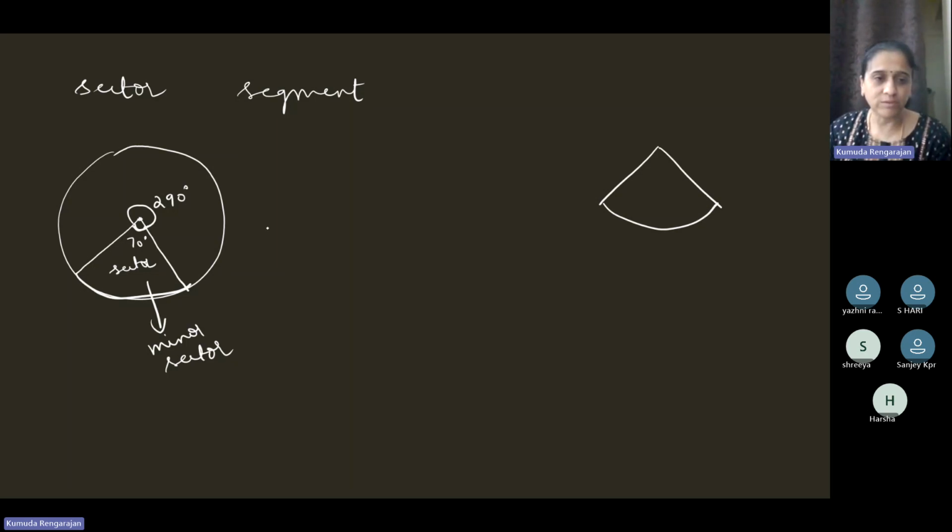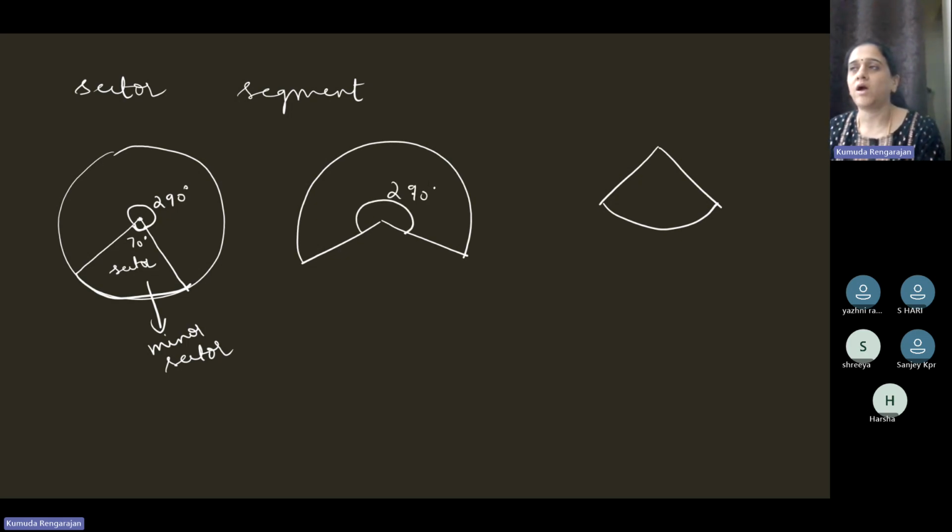Now this one is a sector because you can see radii and an arc, and 290 degrees. So how do you identify a sector? Just see if it satisfies the definition. What is the definition? Region of a circle bounded by two radii and one arc.